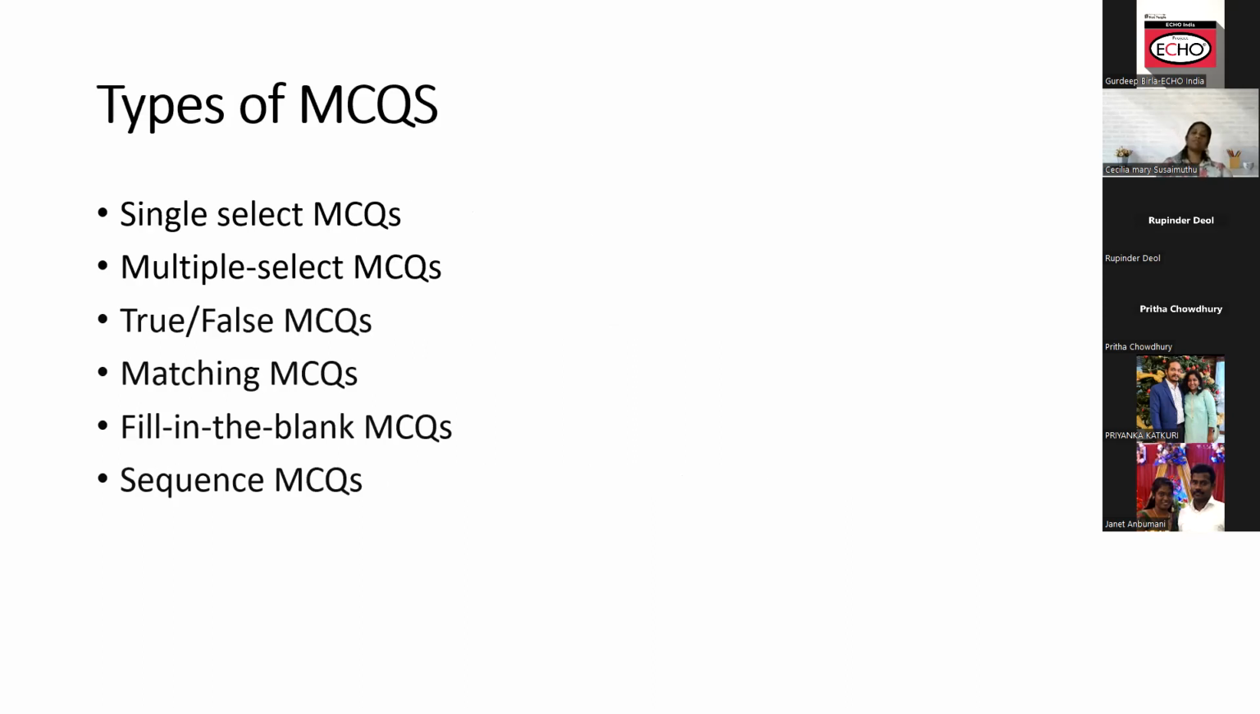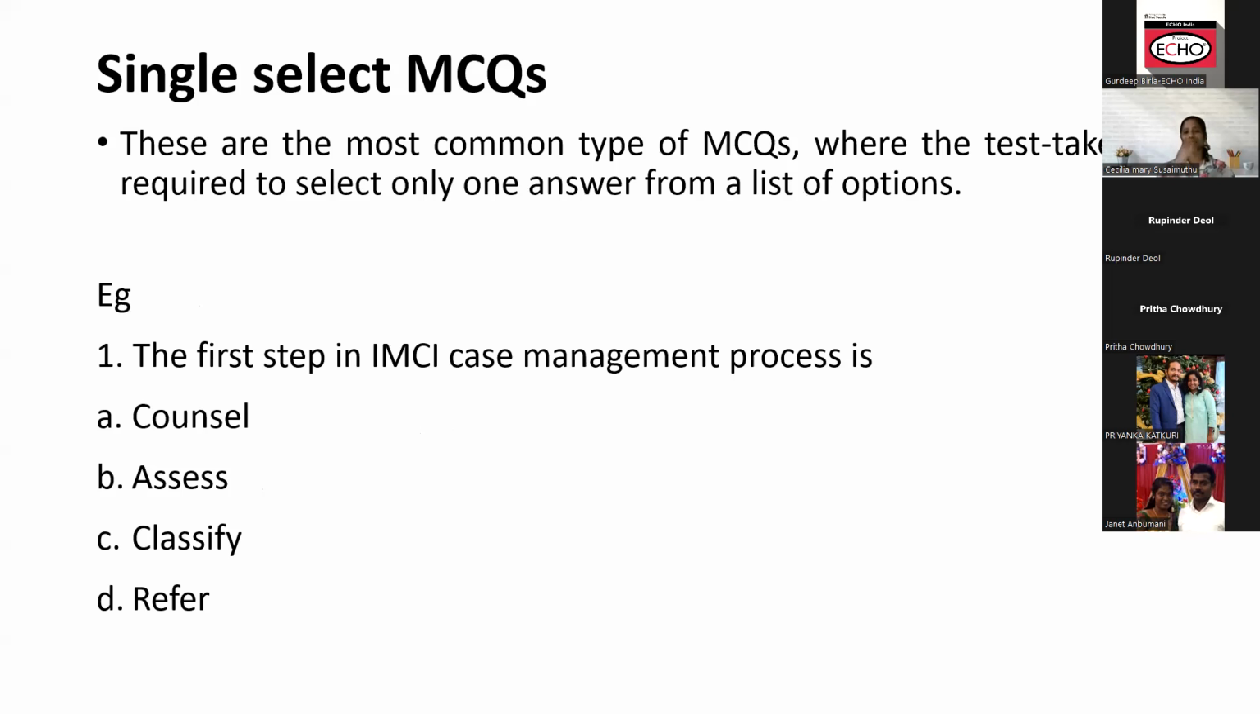Okay, next we will see the types of MCQs. There are different types of MCQs. We will see what the different types are, and the advantages and disadvantages, with examples. First is single select MCQs. Then we have multiple select MCQs, true or false MCQs, matching and fill in the blanks, and also sequence MCQs. We will first see what single select is.